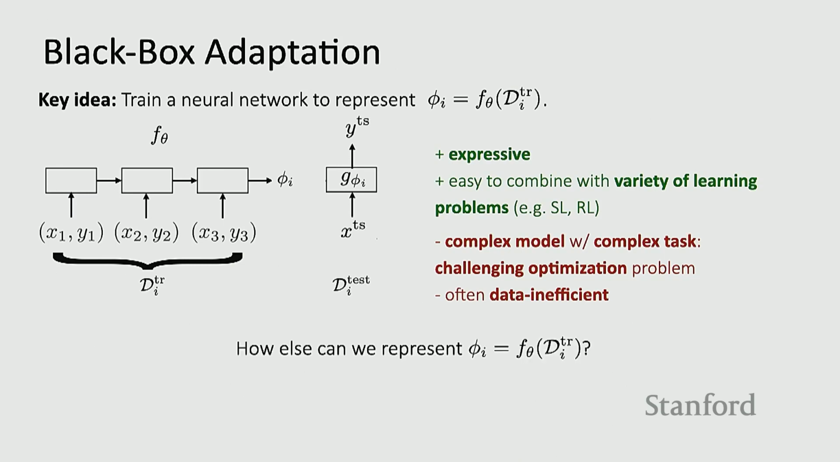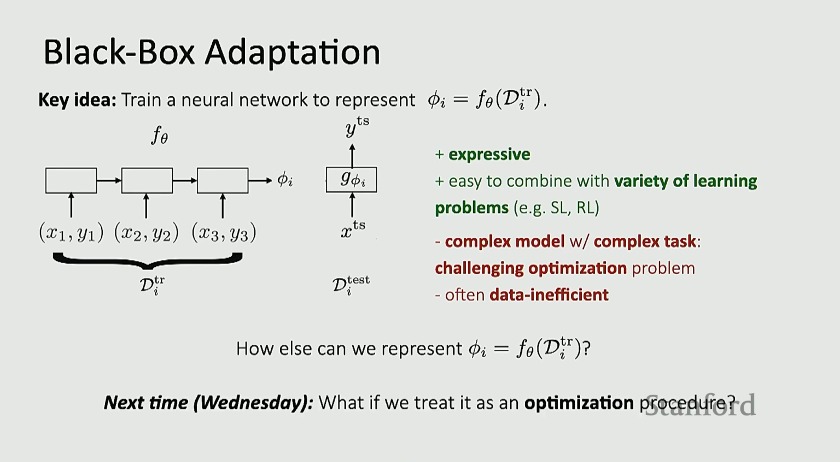And so there are other ways that we can represent these learning procedures. Next time on Wednesday, we're going to be looking at how we can treat it as an optimization procedure and parameterize an optimization procedure as part of the learning process, rather than using a neural network to represent the entire learning procedure.